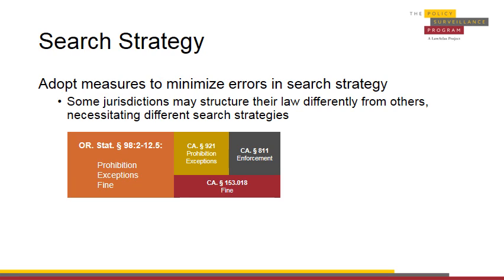Measures adopted to minimize error should be included in the search strategy. One state, such as Oregon in our example, may have all of the relevant legal texts we need to study in one law, whereas in California, you may need to look at 3 different laws to find the same information.